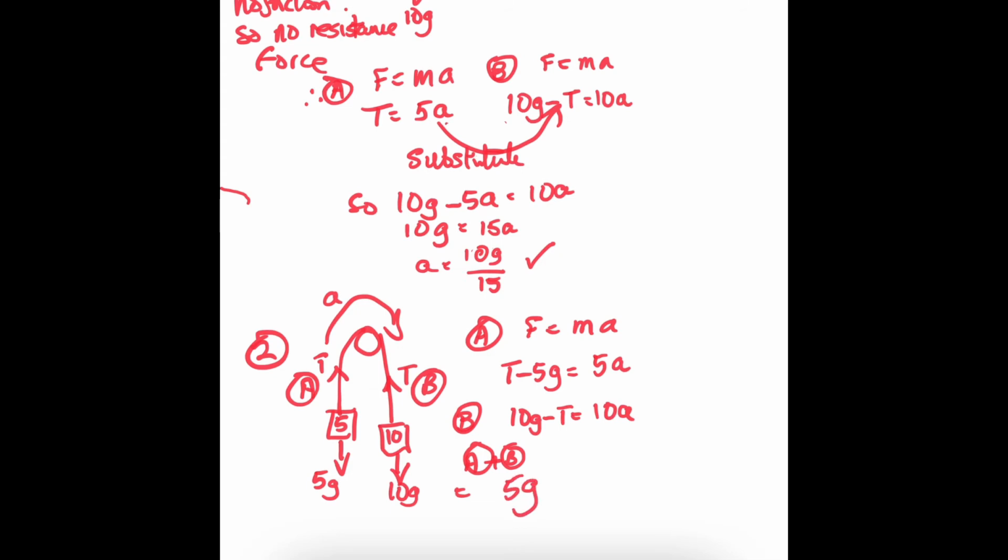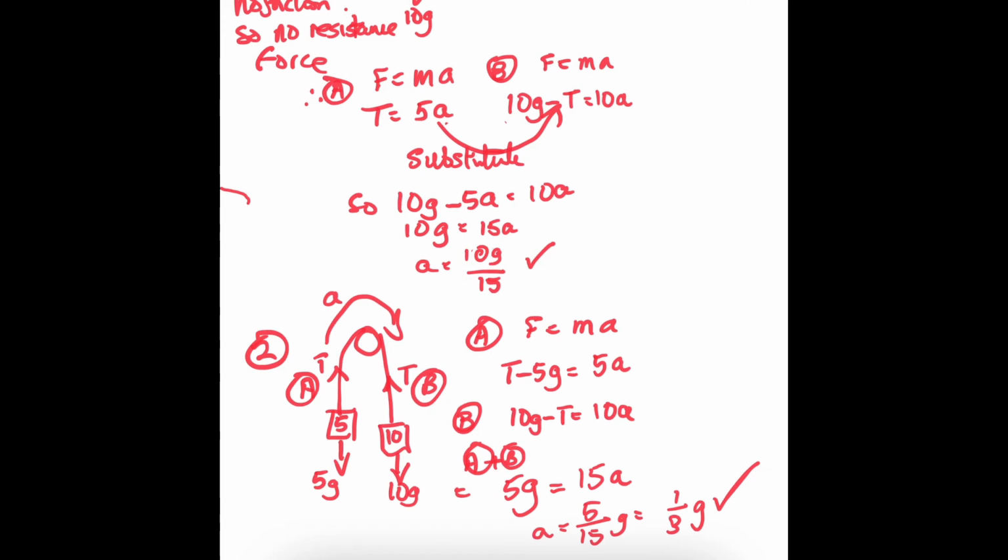equals 15a. Okay, so we write that down, 5g equals 15a. Then a equals 5g over 15, which is a third g. Okay, right, so that's the second one.